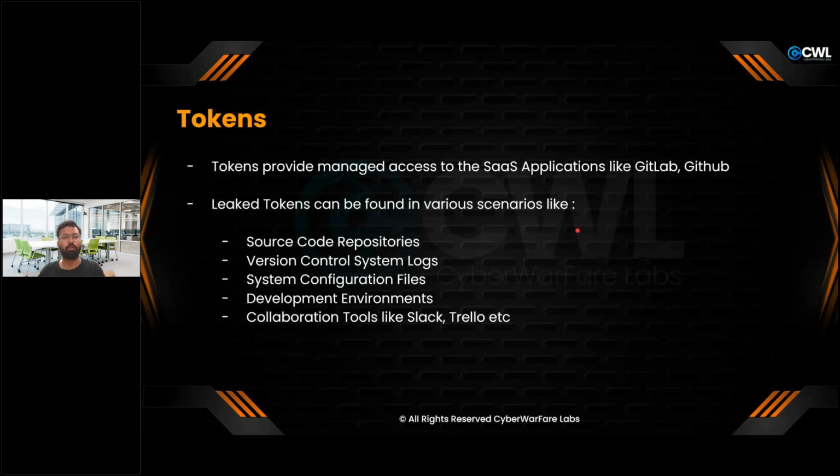So let's start with the tokens. What are these, how are they managed in the organization, and what are the things present in there. Tokens provide managed access to software as a service applications like GitLab, GitHub, etc. Now, organizations basically use these platforms like GitLab or GitHub for their CI/CD pipelines, or for storing their code in a repository which is private to them. And developers operating under these circumstances might leak these kinds of tokens.